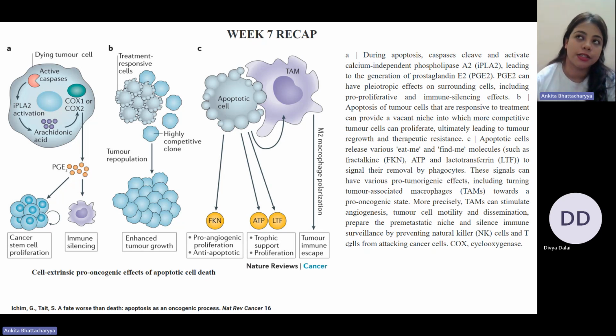Eat me signals are responsible for calling clearing cells, or sentinels, which will come and remove them from that environment, and that is a desirable phenotype under normal circumstances. However, it can be such that these signals will be pro-tumorigenic in nature, and many a time they can cause the polarization of macrophages. So they can turn the tumor-associated macrophages, or TAMs, as is mentioned here, towards a pro-oncogenic state.